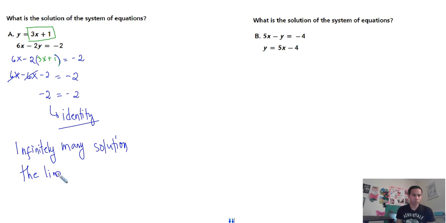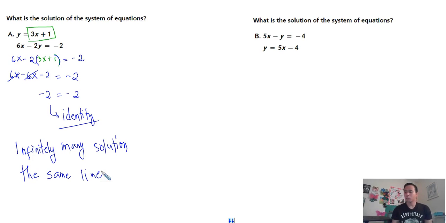Here you go. It must be the same. Sorry, so the same. Sorry about that, guys. The same line. So meaning all of the values of x and y will be solutions to both equations.